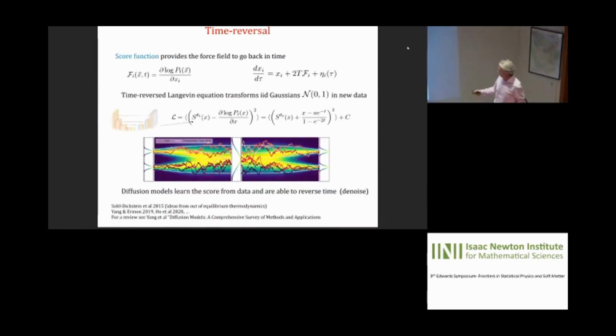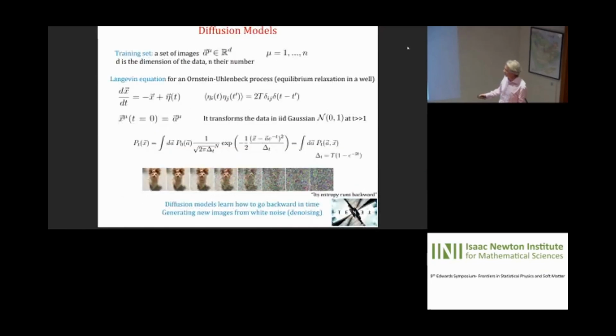So let me be a little bit more clear. What is this p_t of x? You have this original process, which is forward in time. At a certain time t, you get this p_t of x.